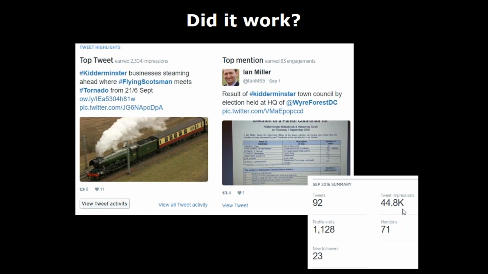Kidderminster businesses steaming ahead where Flying Scotsman meets tornado from the 21st to the 26th of September, and then a link and a picture of the Flying Scotsman. So what will have raised the awareness of that tweet is that it's using all the relevant hashtags. There's a nice picture on there that's relevant, and there's also a link to further information there. And you can see that's received 6 retweets and 11 likes, and then you can view the Twitter activity and drill down into what made that work.